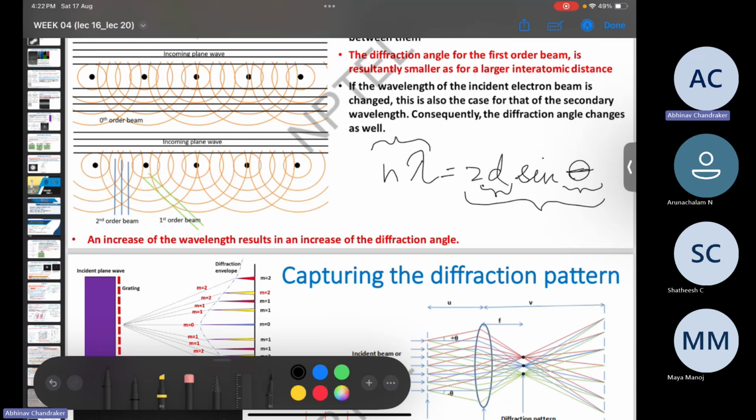So if the d value, the atomic spacing between the planes, decreases and the wavelength increases, we'll have an increase in the theta value, the angle of diffraction.